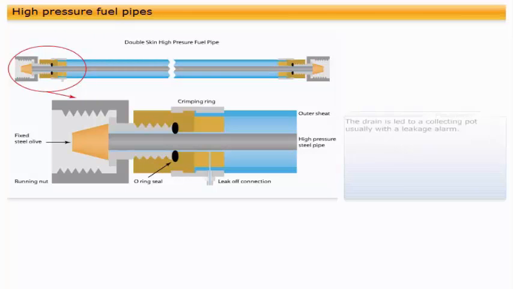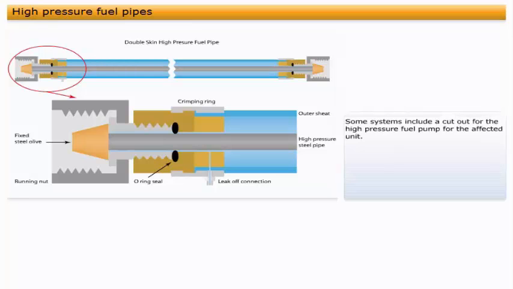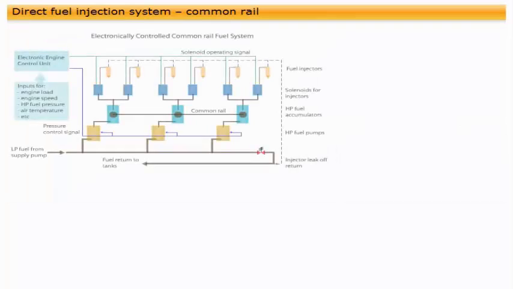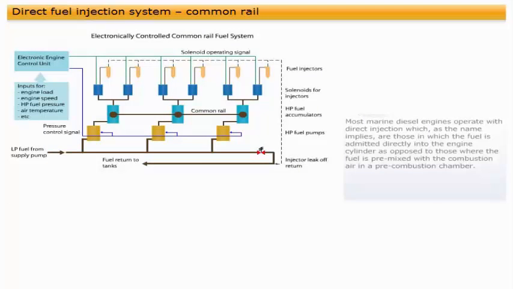The inner pipe is usually a solid drawn steel pipe, and the outer skin is usually a flexible metal sheath with a drain provision. The drain is led to a collecting pot, usually with a leakage alarm. Some systems include a cutout for the high-pressure fuel pump for the affected unit. As an alternative to this arrangement, some smaller engines have all of the high-pressure pipes contained within a steel enclosure, which drains to an alarmed collection pot.